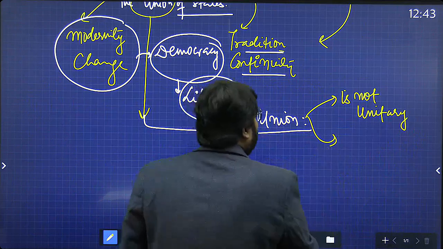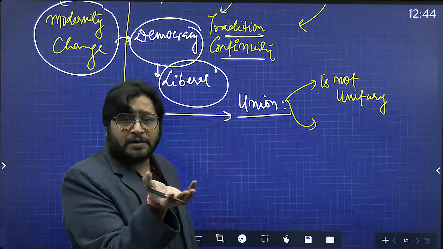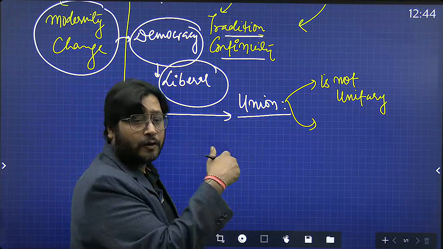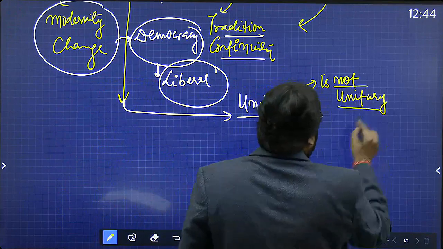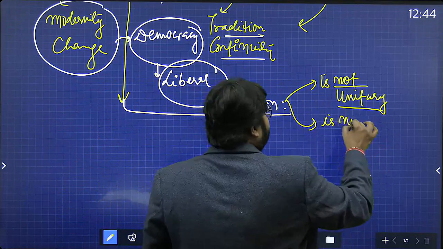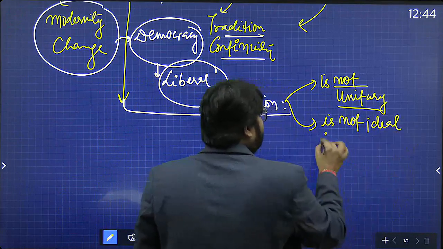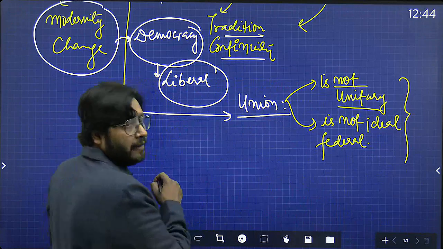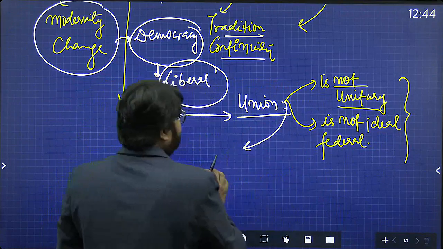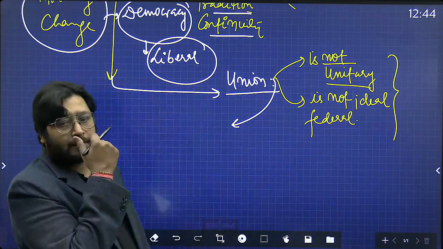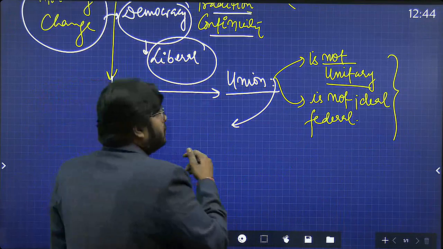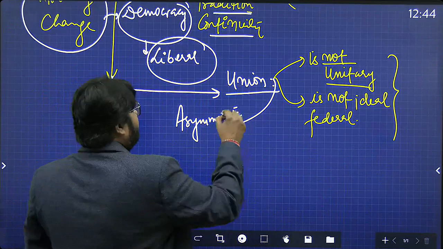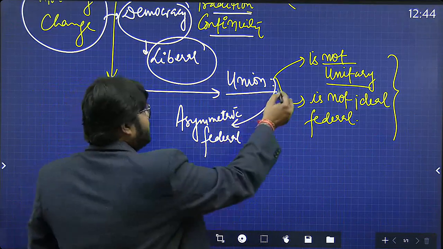Union is not unitary, as seen in the S.R. Bommai case and many cases. Recently there is the Tamil Nadu Governor case, and the law on betting and gambling for lotteries. So it's not unitary, and it's neither ideal federal. People say that it is federal, but asymmetric. That means it's federal but asymmetric federal.